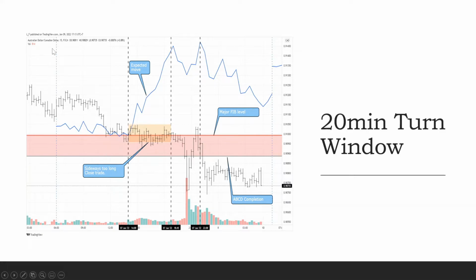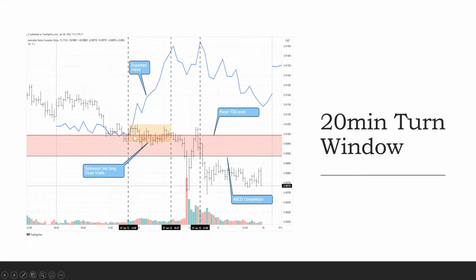So what we had here with the Australian dollar, Canadian dollar, came down into the time. And this was on a longer time frame, hourly time frame. This was a major fib level and an ABCD completion. So it was a really good setup to go from here and to go higher. But what it did, we got triggered, and then it just sat here for a few hours. So if it does that, you just want to cut the trade.